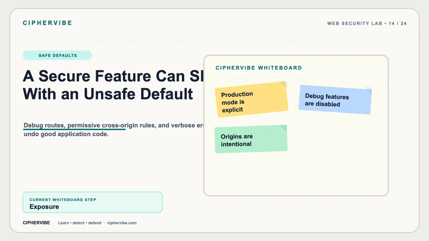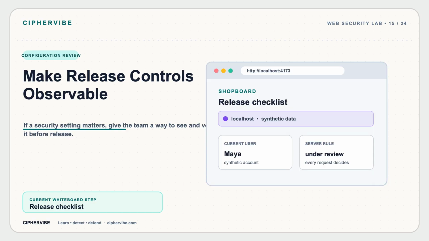Define production-safe defaults, review the differences between environments, keep secrets out of source code, and make insecure toggles visible enough to fail a release review. In ShopBoard, the release checklist shows that debug mode is off, the allowed origin list is intentional, and secret placeholders are resolved only at runtime. The simulated deployment refuses to continue when a required setting is missing. That is better than silently guessing. A secure configuration should be both reviewable by humans and testable by the delivery process.